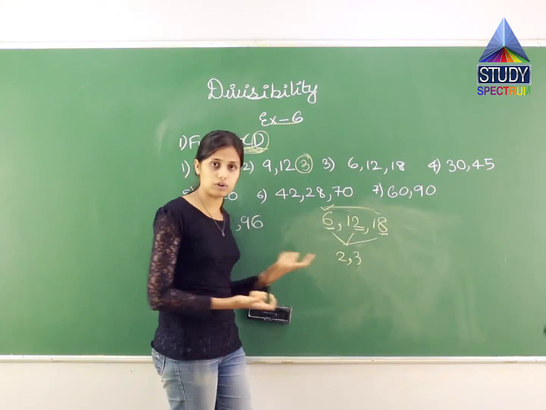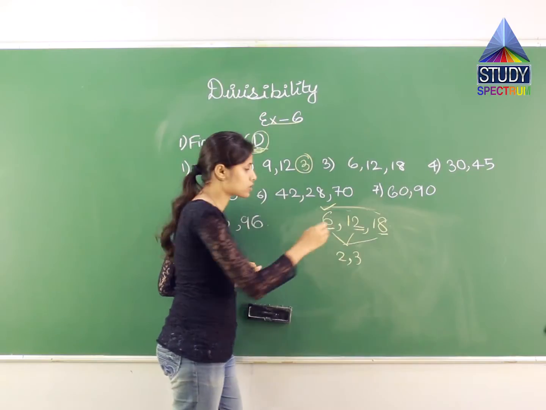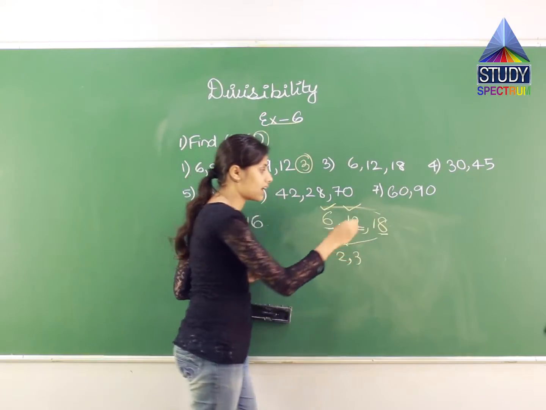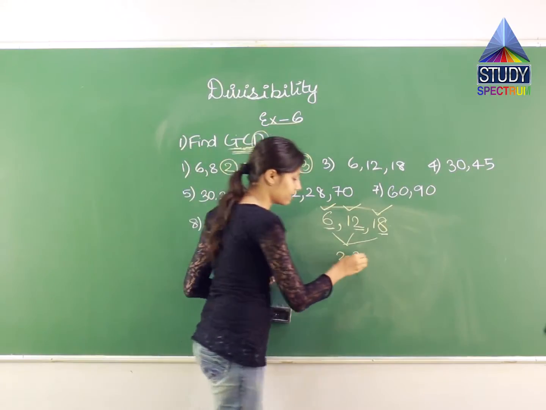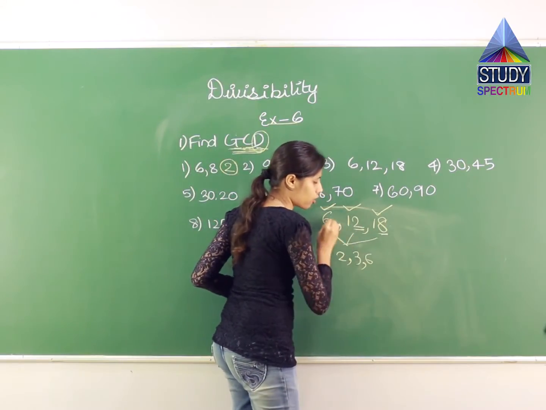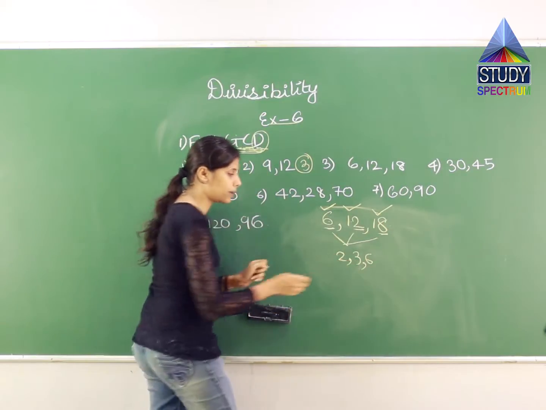But then too, if you have a doubt, you can check. 6 1s are 6, right? 6 1s are 6, 6 2s are 12, 6 3s are 18. So I got all these 3 numbers in the table of 6. So I can say that even 6 is the common divisor for all these 3 numbers. Now what we are finding, we found the common divisors, right?